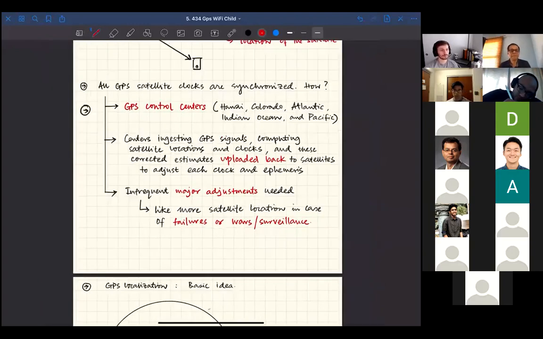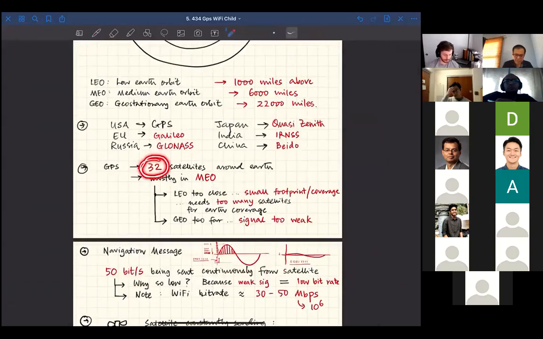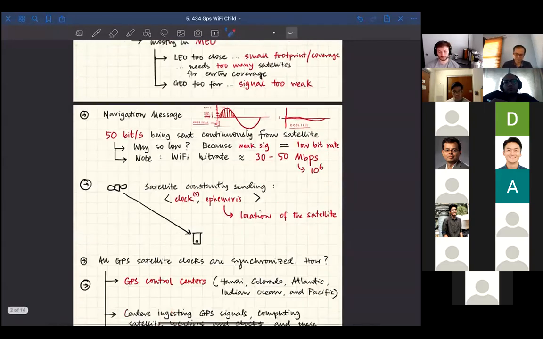Professor? Yeah. When you talk about synchronization, are they synchronized per GPS system, or are all the GPS satellites synchronized? All the satellites means not across countries. All US 32 GPS satellites, all these 32 GPS satellites would get synchronized to each other. Okay. Does it make sense? Was that your question? Yeah. Very good.